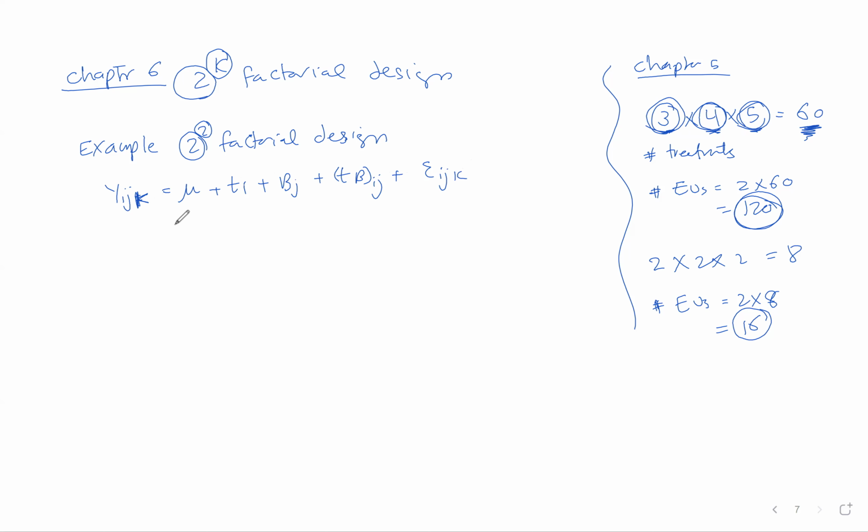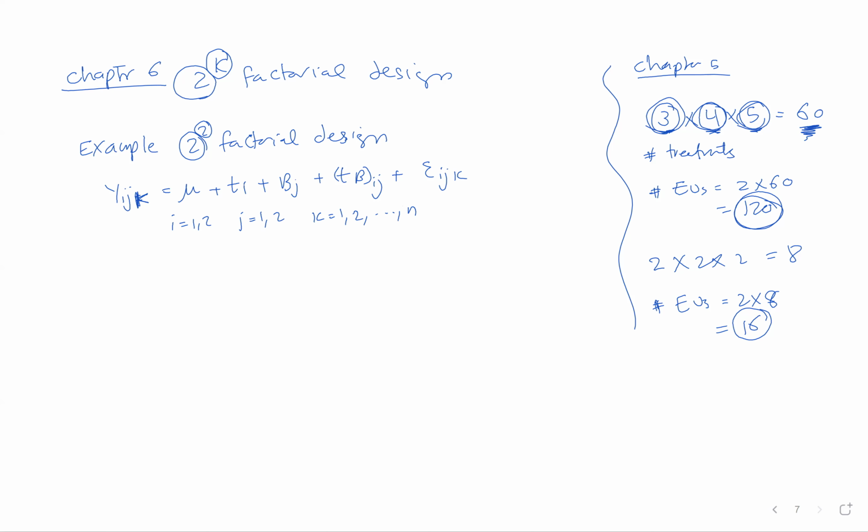This is the same statistical model as in chapter 5, but the difference is i is 1, 2, j is 1, 2, k is 1, 2, up to any number like little n, because the number of replicates is not required to be 2, it can be any number. But the number of levels of each treatment factor is only 2 levels.